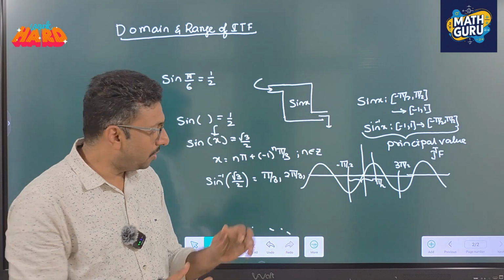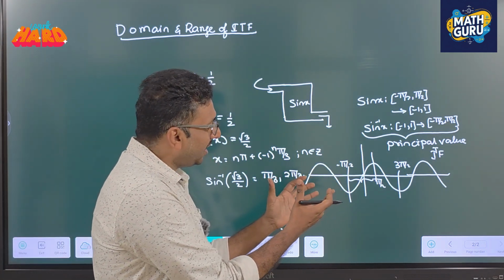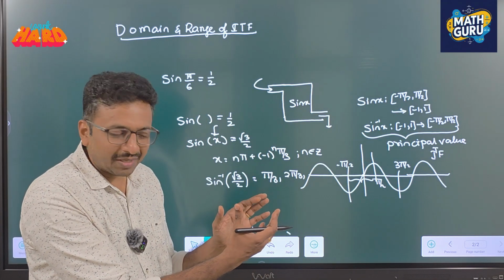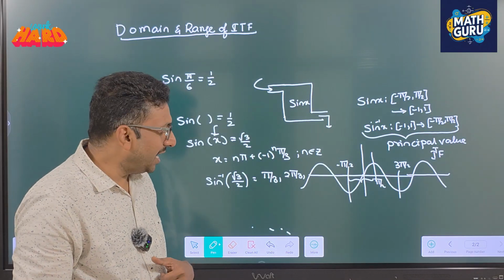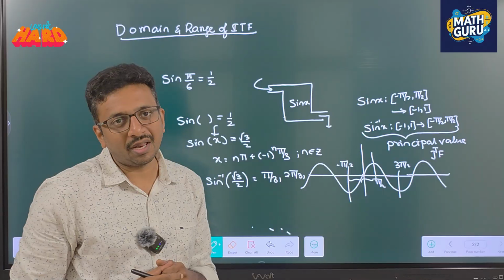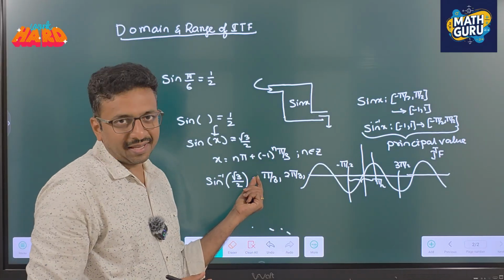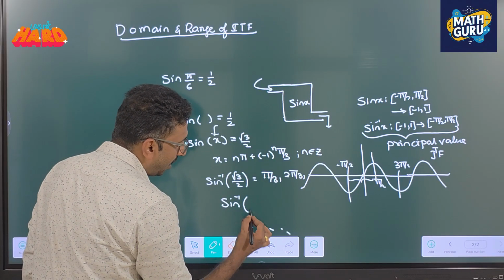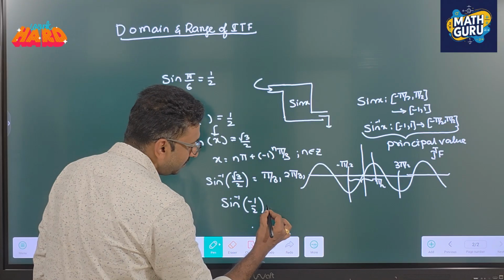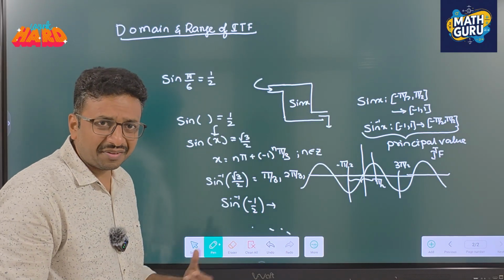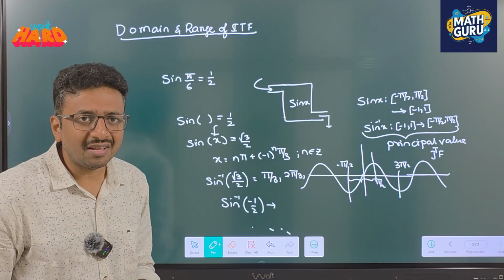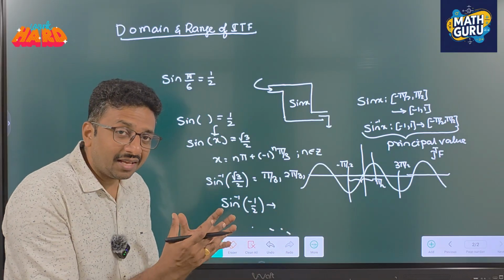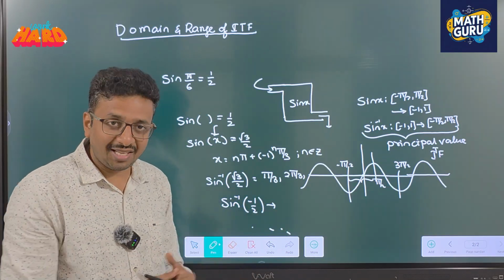So, sir, why did we take only from minus pi by 2 to pi by 2? The general convention is that we try to get the minimum numerical value of the angle. For example, if you have sine inverse of minus 1 by 2, you have lots of different angles for which this holds. But what is the angle for which the numerical value is the least?